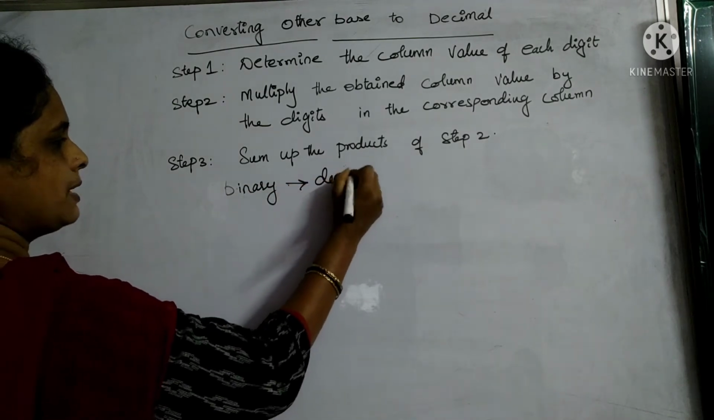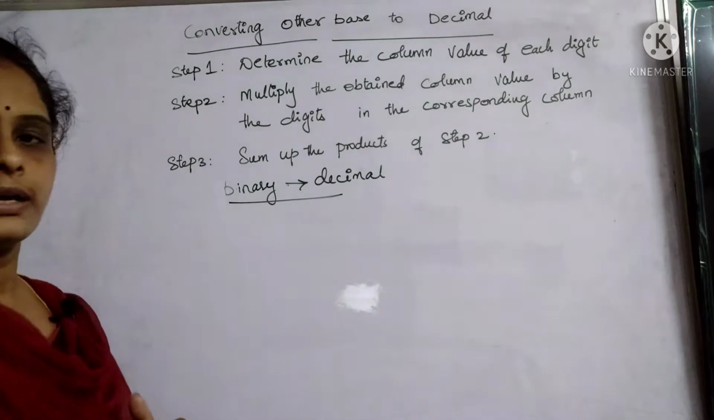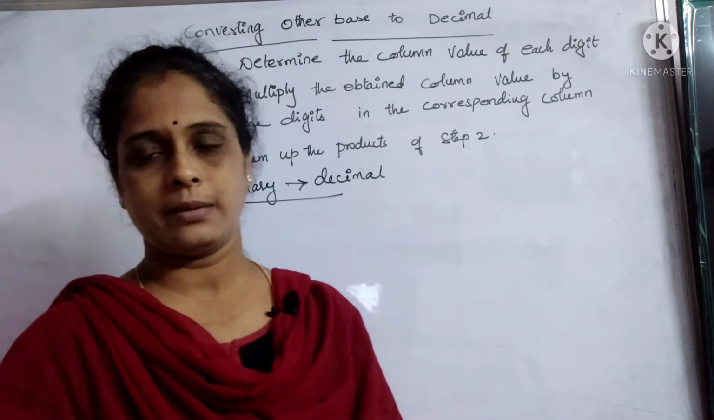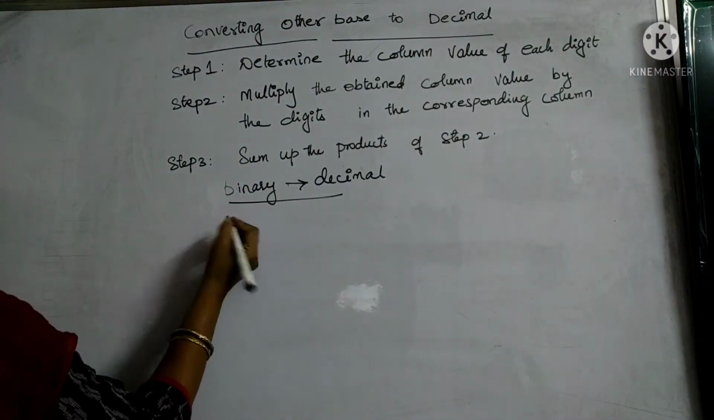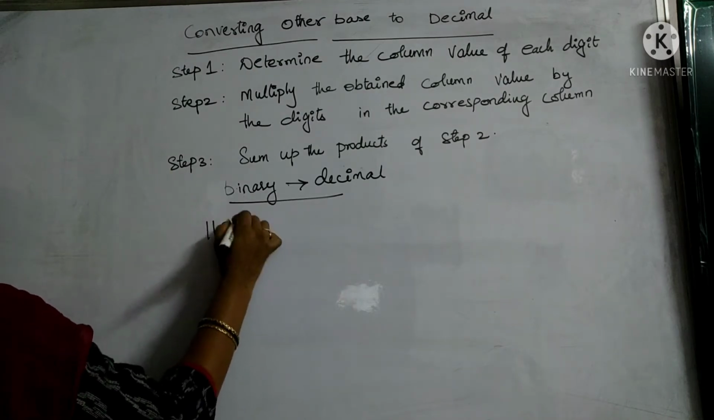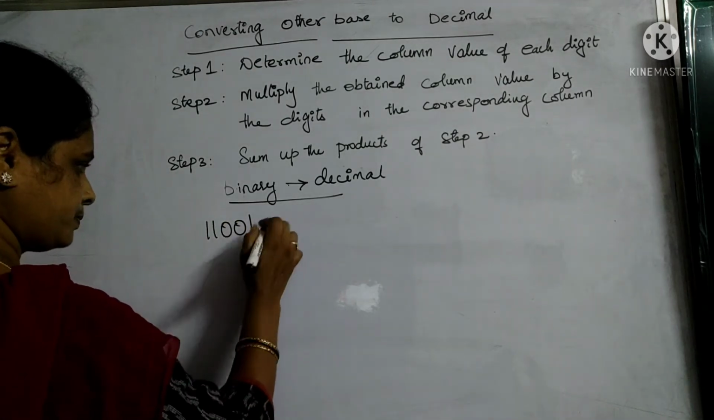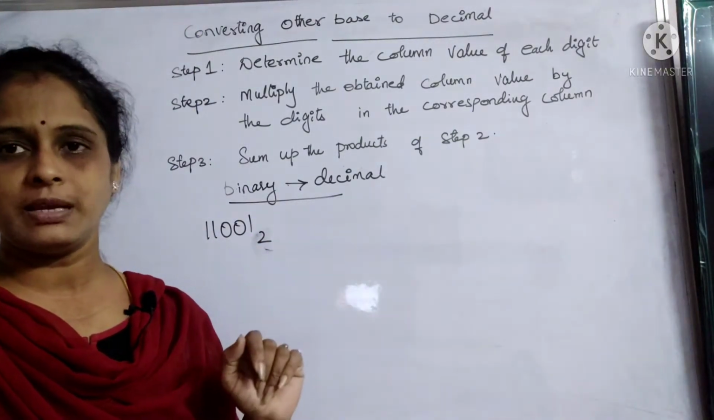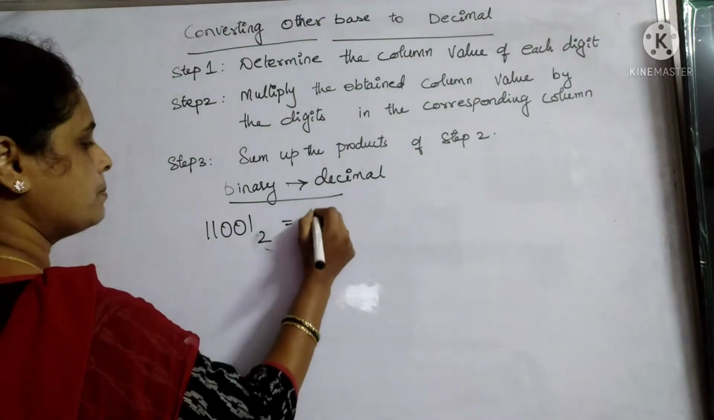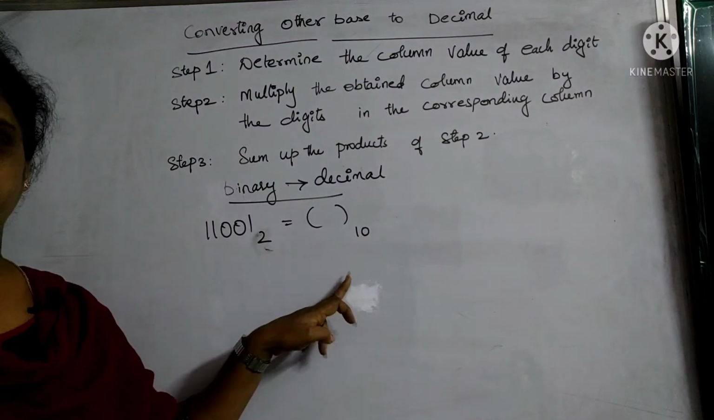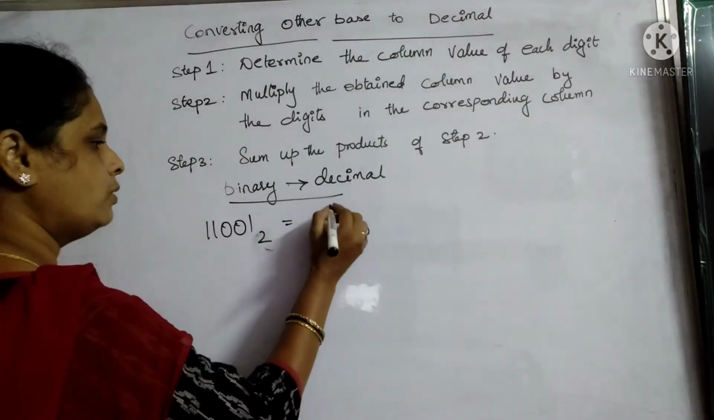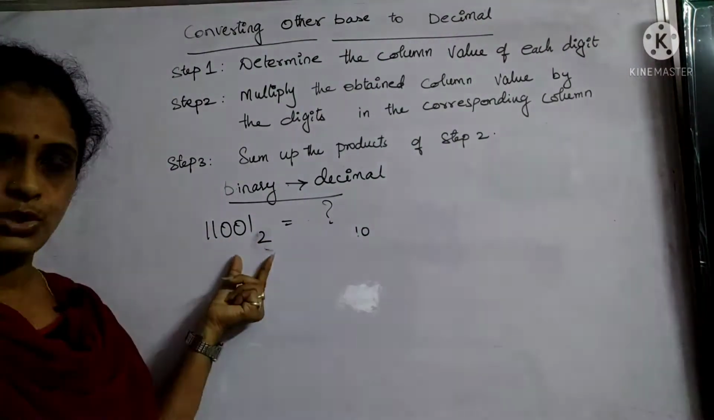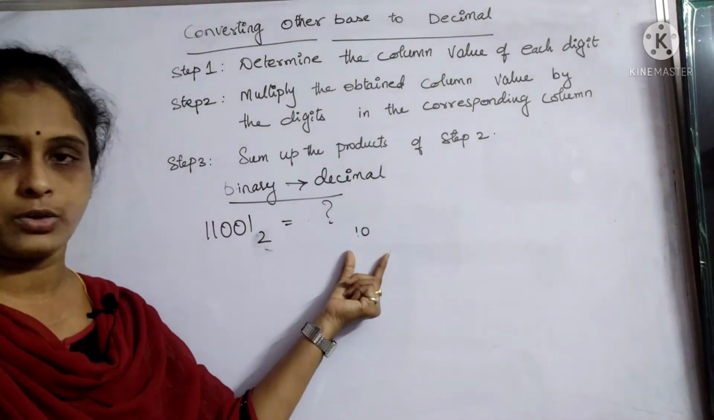binary to decimal. How to convert a given base 2 number into a base 10 number, that is, a given binary number into the decimal number system. For example, suppose 11001 base 2 is my number. This is a binary number. Now I need to convert this into the decimal number system, which has base 10. Now I need to find out what it is equivalent to. Binary 11001 base 2 is equal to how much in base 10? We need to find that out now.